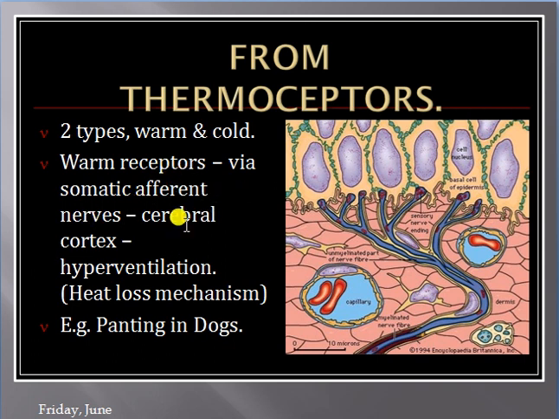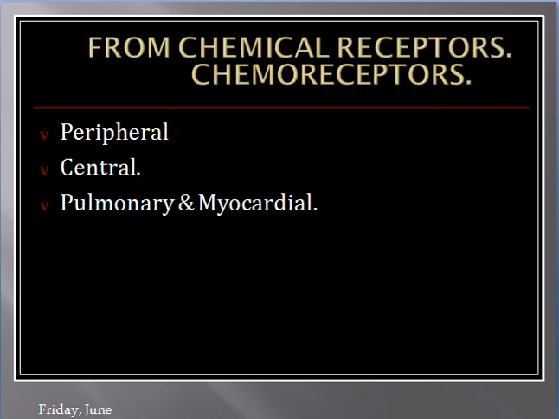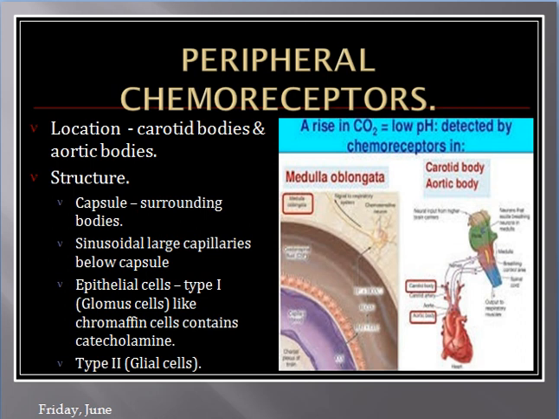Warm receptors also affect the cerebral cortex. This one is also included under the chemical receptors. We can discuss chemical receptors later; we have another PPT for that. So, peripheral chemoreceptors, which we already discussed.